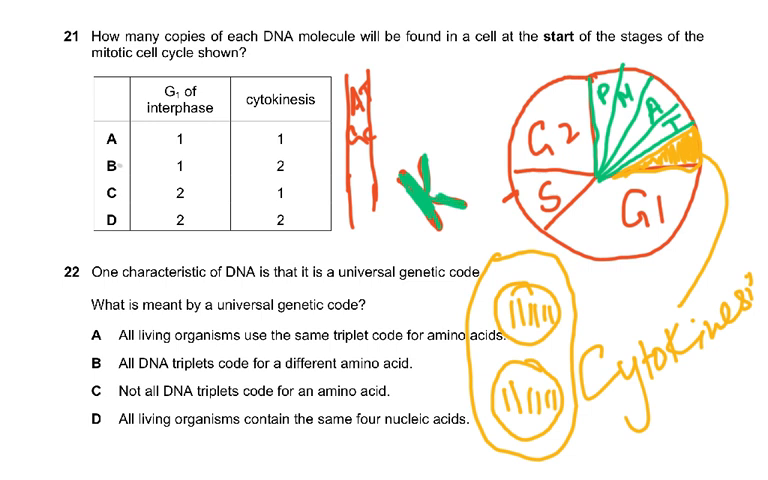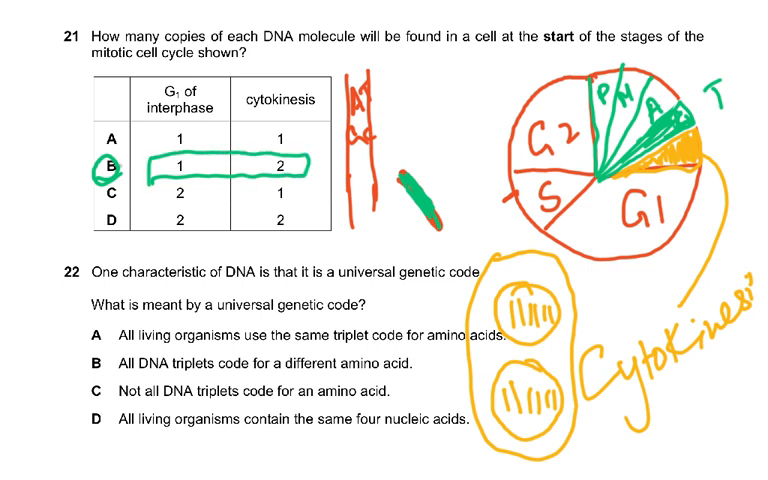But then they ask you a very interesting question. They said, what will be found in the cell at the start of the stages of the mitotic cell cycle? So start of G1 of interphase, there'll be one. This won't be present. There'll be just one molecule of DNA. But it says start of cytokinesis. Start of cytokinesis means it was telophase. So one cell had two nuclei. In telophase, this phase is telophase. And when it enters cytokinesis, then the cytoplasm will divide. So one cell had two nuclei. So there will be two molecules of DNA. So that is why the answer is B.